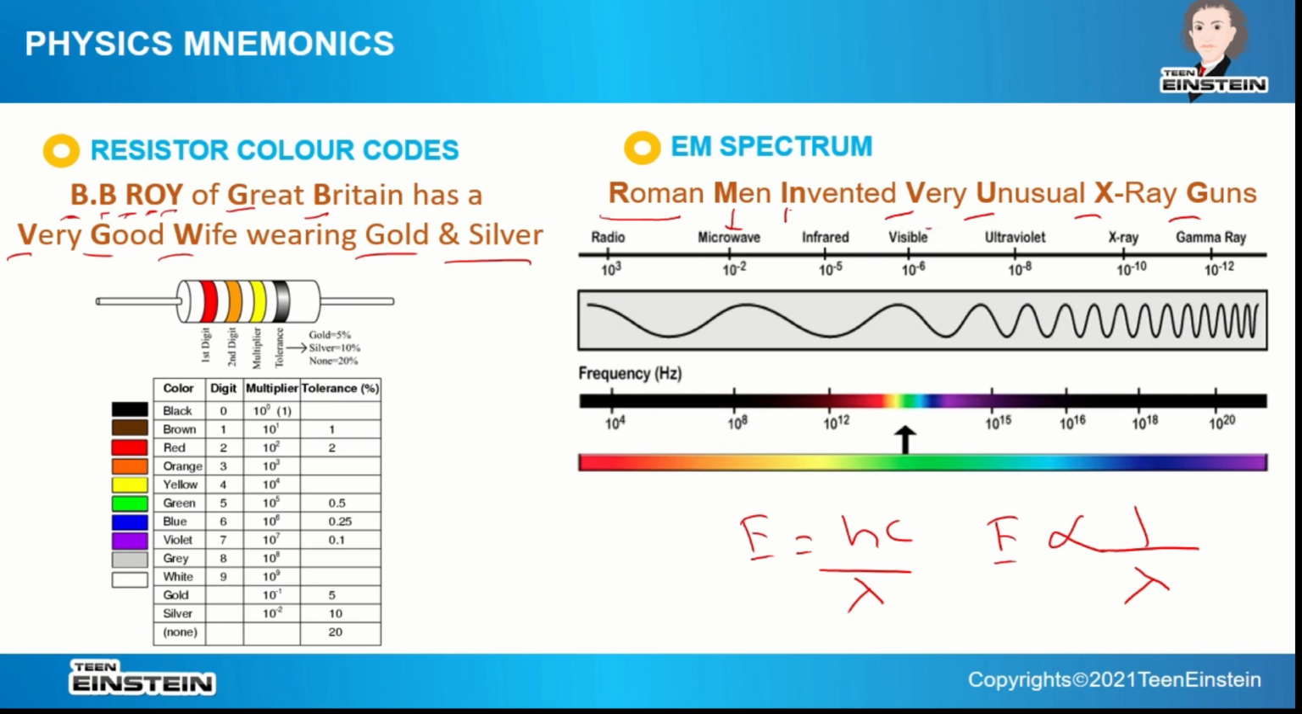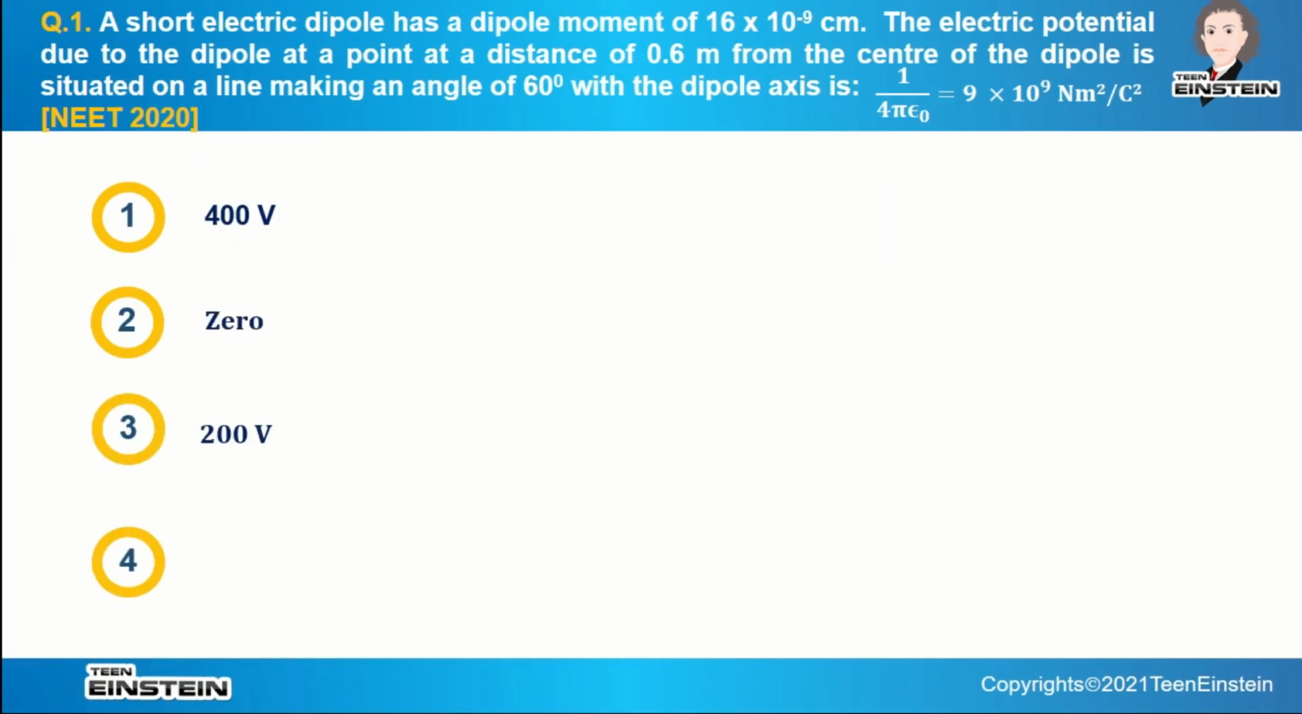Now we'll try to solve the previous year question papers. We'll go on with the first question. A short electric dipole has a dipole moment of 16 into 10 power minus 9 centimeters. The electric potential due to the dipole at a point at a distance of 0.6 meters from the center of the dipole, situated on a line making an angle of 60 degrees with the dipole axis.